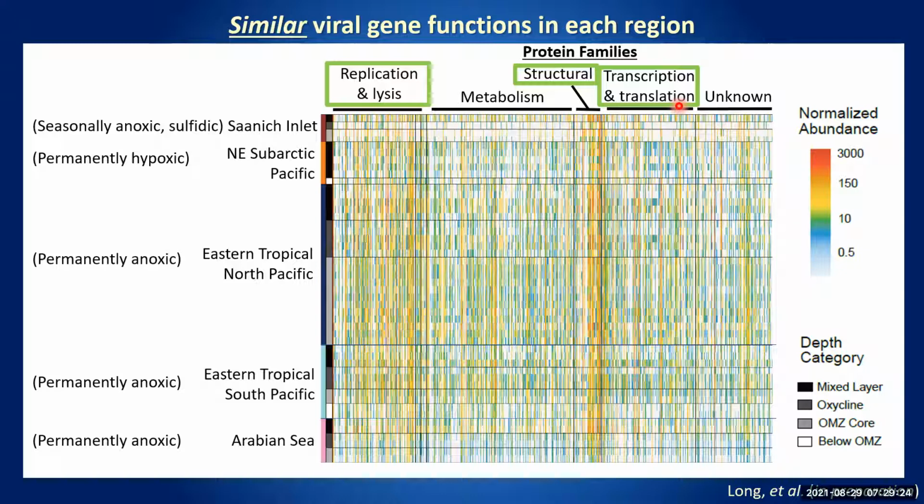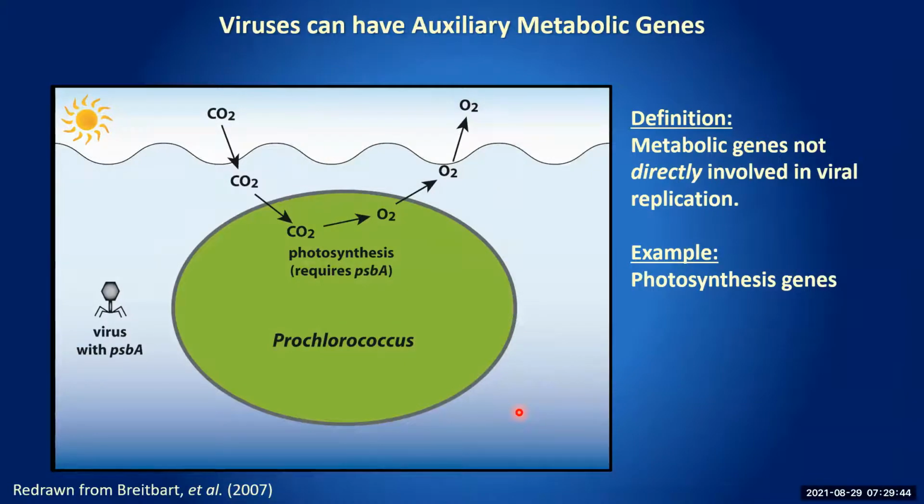However, we also see this category right here, which is metabolism. So we're seeing metabolism genes in each of these regions. And some of you might be wondering, why would a virus have a metabolism gene? It's not alive. So for that, we go to the fact that viruses can have auxiliary metabolic genes. The definition of this is any metabolic gene that a virus has that's not directly involved in viral replication.